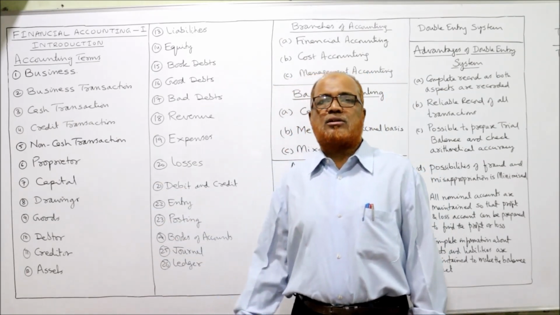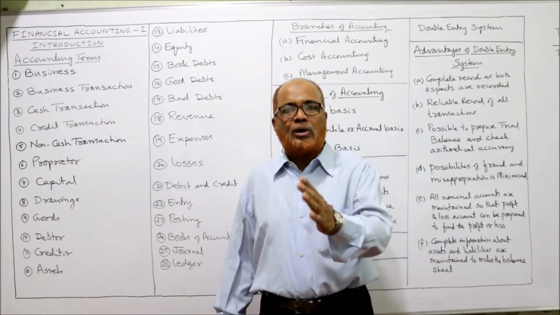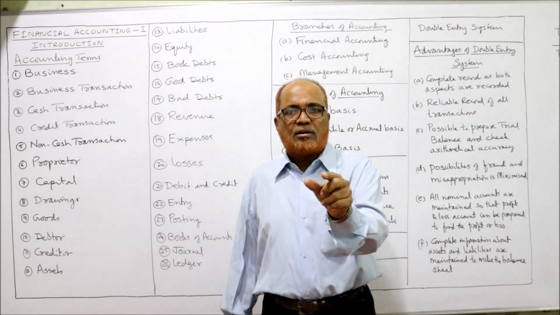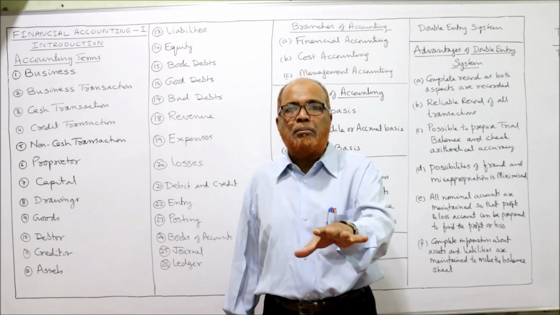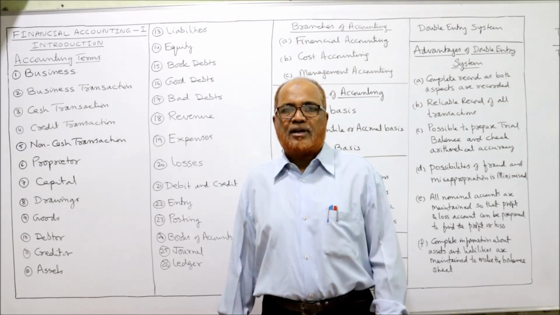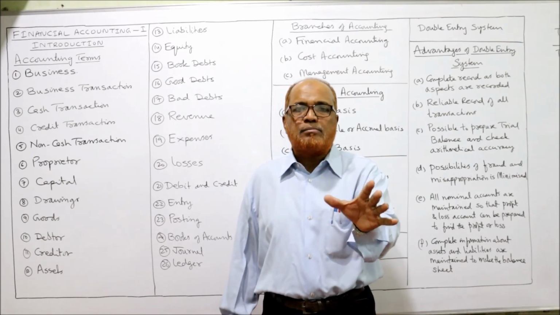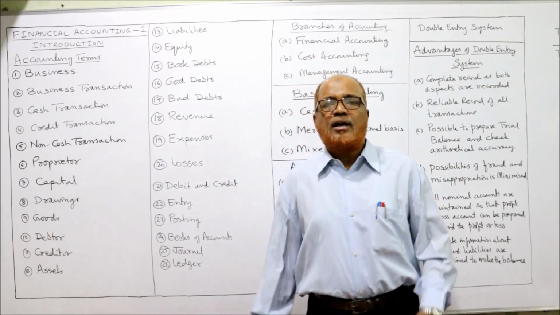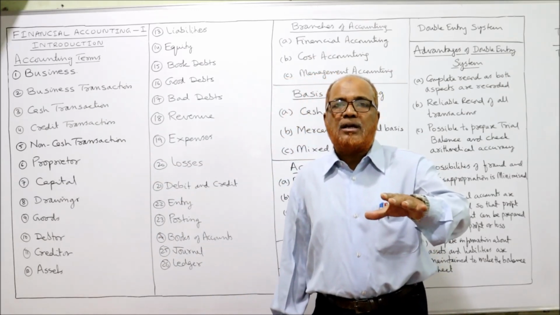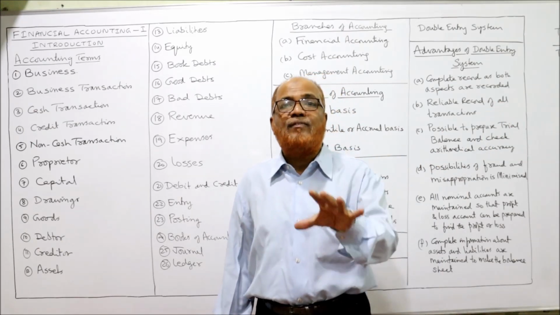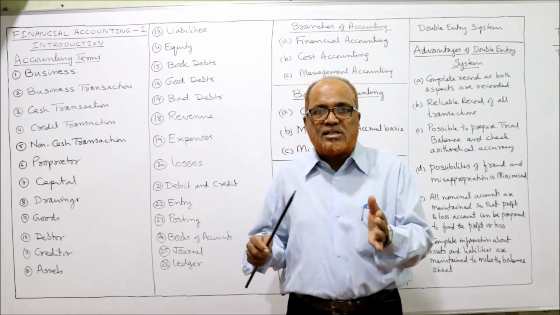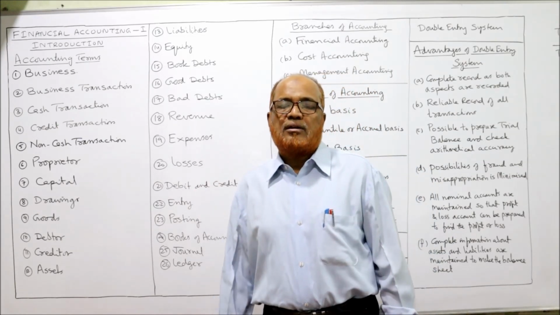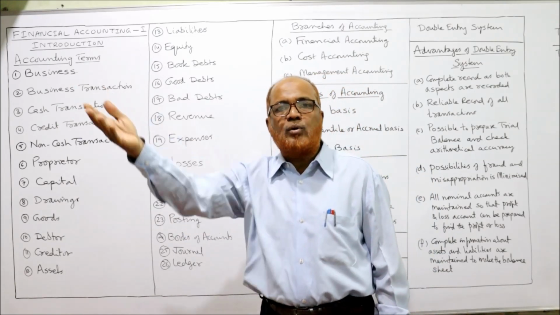Next comes cash transaction. Transactions can be divided into different types. A cash transaction is a transaction in which the payment is made immediately in cash. Credit transaction is a transaction where the payment is postponed to a future date. The transaction is conducted now, but the amount is not exchanged. The payment will be made on a future date.